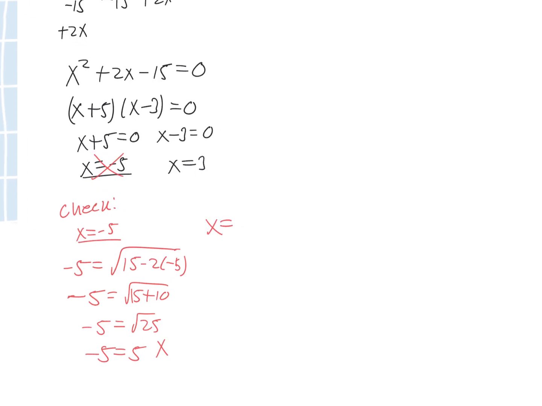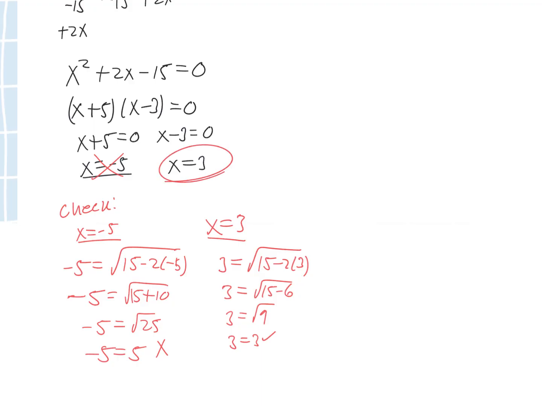Let's check x equals 3. When we check x equals 3, I get 3 equals the square root of 15 minus 2 times 3. 3 equals the square root of 15 minus 6. 3 equals the square root of 9, and 3 equals 3. So this one does work. So our only answer here is 3.